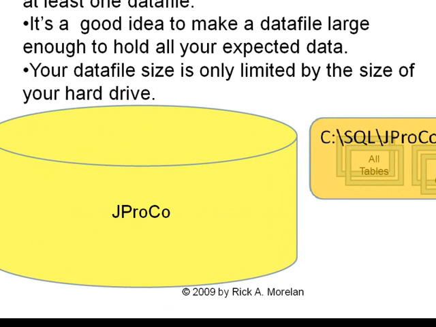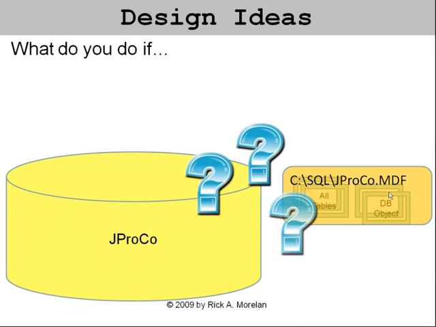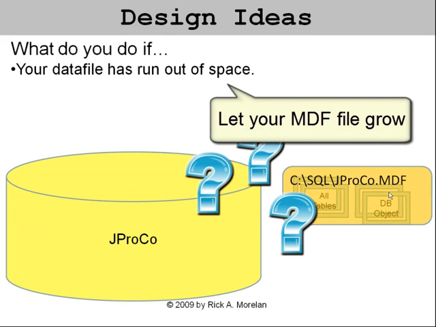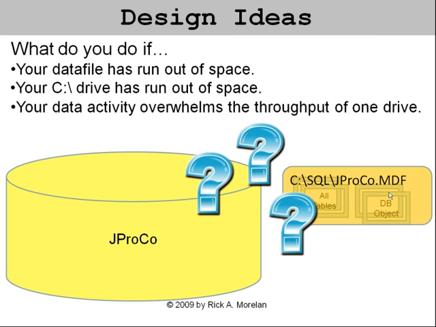Now, how big can you make it? Well, it depends on how big your hard drive is. That's your limit. So what are you going to do if your data file runs out of space? Now, sometimes that's not a problem. You have a 100 gigabyte drive, 30 gigabyte data file, 70 gigabytes free. You can elect to grow the MDF to use the unused space on the drive. So what about if your drive runs out of space? Well, you're going to need a bigger drive or you're going to need another drive. How about if business is going so quickly that your activity overwhelms the throughput of one drive?